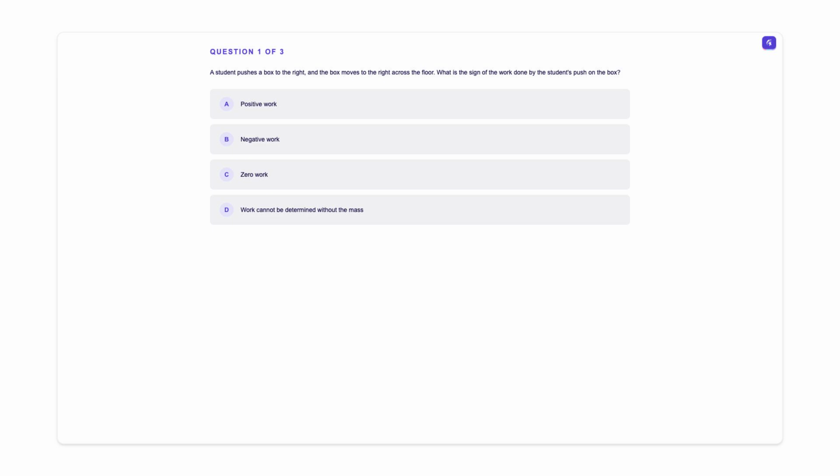Let's pause to check how work depends on direction. Focus on the component of force parallel to the displacement. A student pushes a box to the right, and the box moves to the right across the floor. What is the sign of the work done by the student's push on the box?